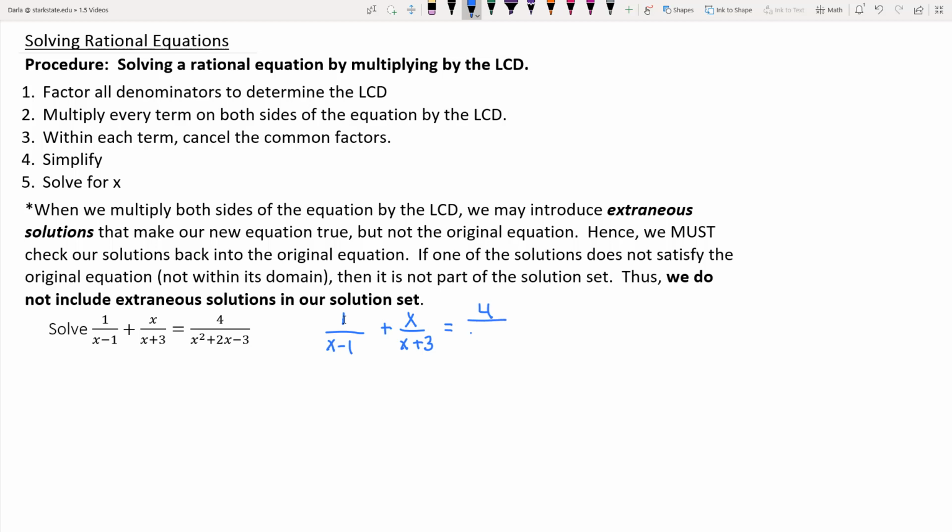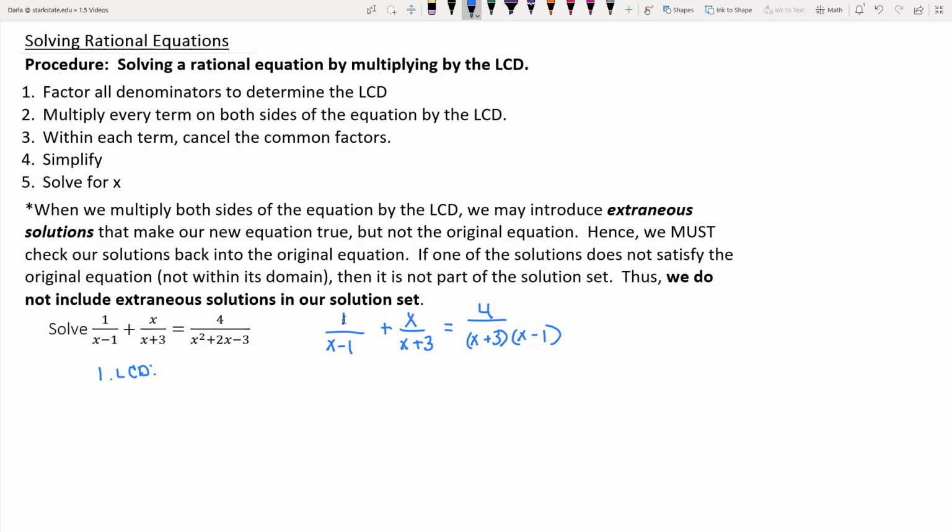So you do have a quadratic, so it's going to factor into an x and an x for the leading terms, and then what two numbers multiply together to give you -3, so they're going to have opposite signs, but add to 2. So that would be a +3 and a -1. And so that's our factorization of our denominators. So then we would work on getting the LCD of our equation.